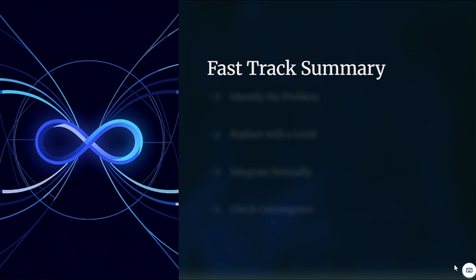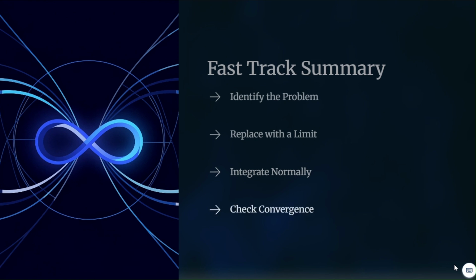Here's your fast track summary. First, identify the problem. Is it an infinite limit or a vertical asymptote? Then substitute the problematic point with a variable and write a limit expression. Then evaluate the integral as you would any standard definite integral. And finally, check convergence. If the limit is finite, it converges. If it is infinite or undefined, it diverges.